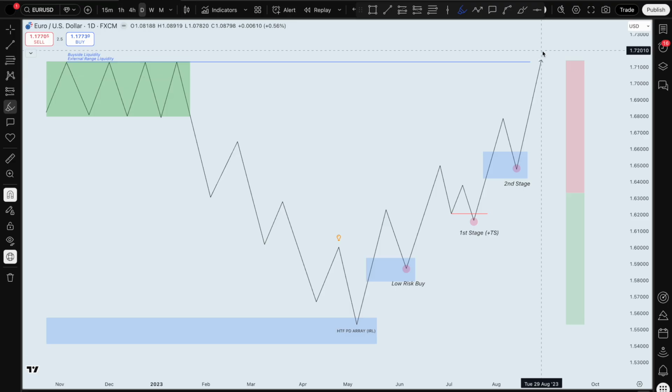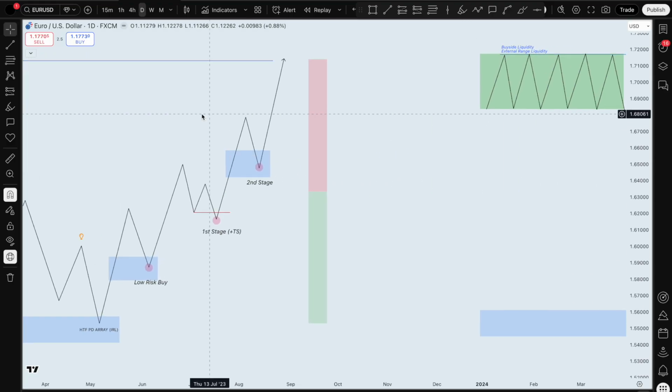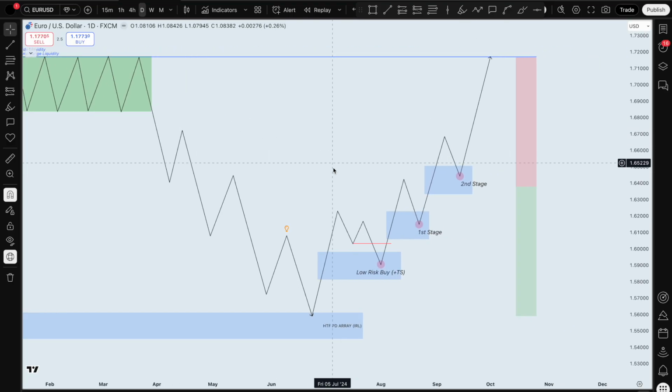For the first type of market maker buy model, I will say 80 to 90% of the time you are going to see that the turtle soup will happen on the first stage. So the high resistance signature will happen on the first stage, but about 10% of the time you will see something like this happening, where the high resistance signature or the turtle soup happens on the low risk buy.